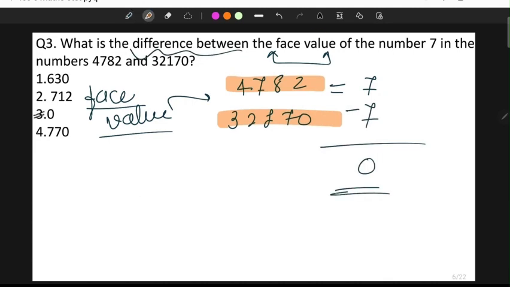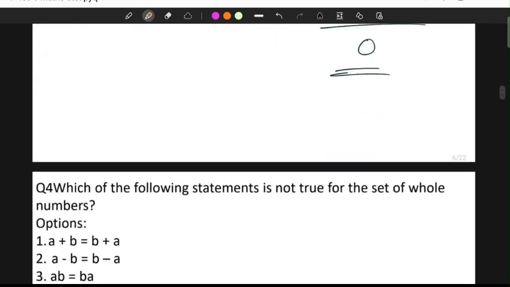Okay, we know the concept of face value. If you are not able to understand what face value is, simply make a note of it that the face value is nothing but the number itself. Okay, moving on to the next question.